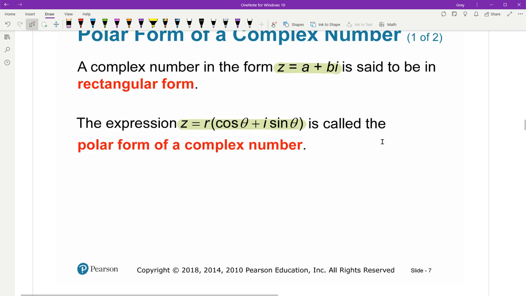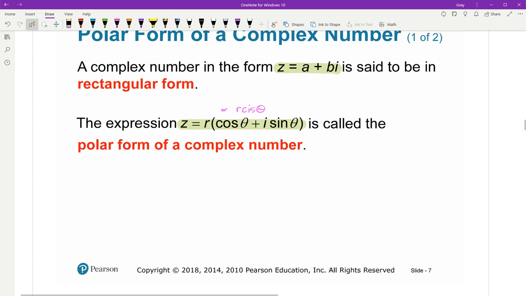You can also write that in an abbreviated form, and y'all don't like to write more than you have to, so I'm going to tell you this, as r cis theta. So the cis is an abbreviation of cosine i sine. Always a plus sign between the two of them.